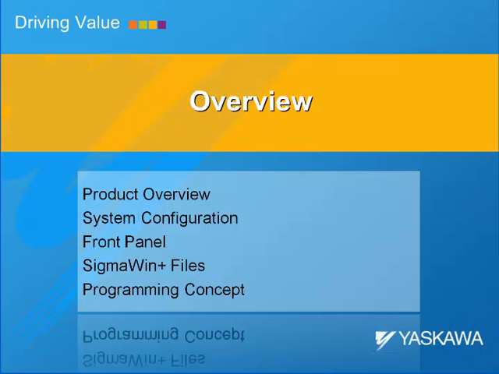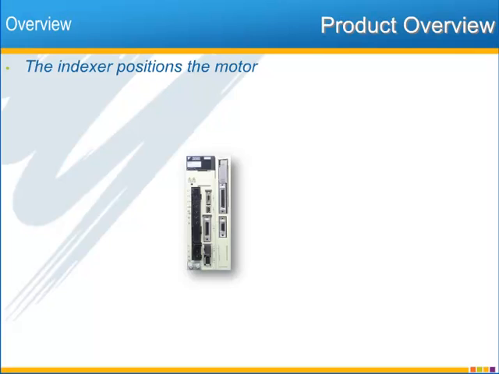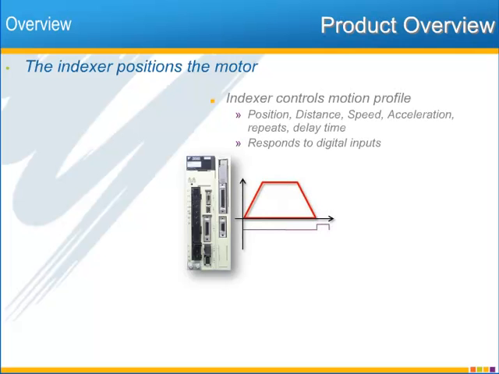Let's start with the overview material for the indexer and see how the device fits into a motion system, what connections are on the front panel, the file system, and the programming concept. The Sigma-5 indexer is an option that gives positioning capability to the Sigma-5. Your positions are stored in the indexer as well as the motion profile constraints.